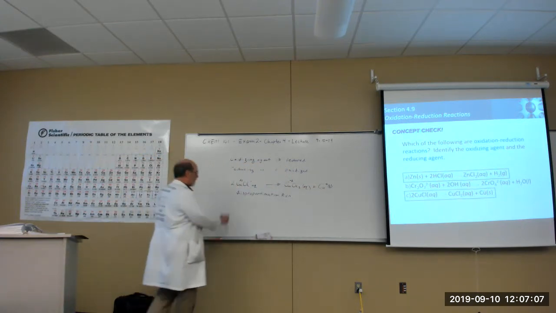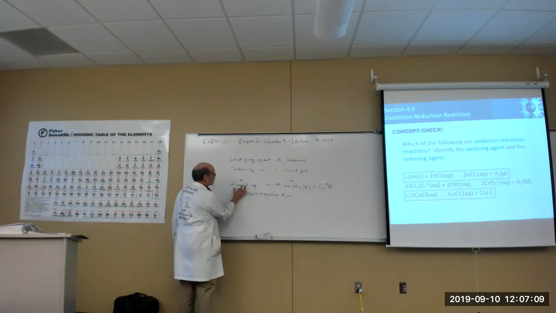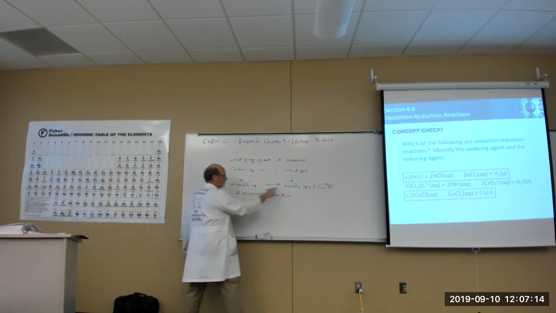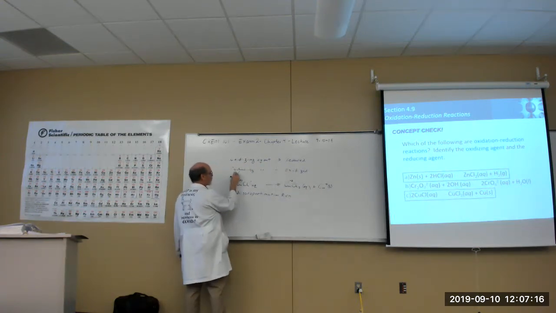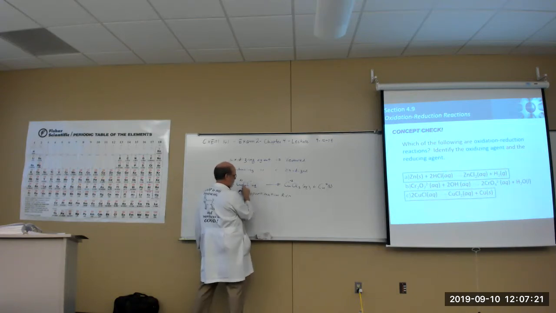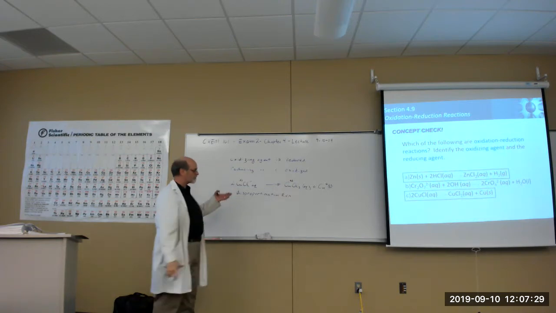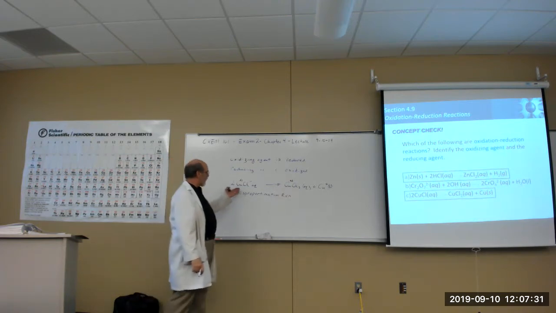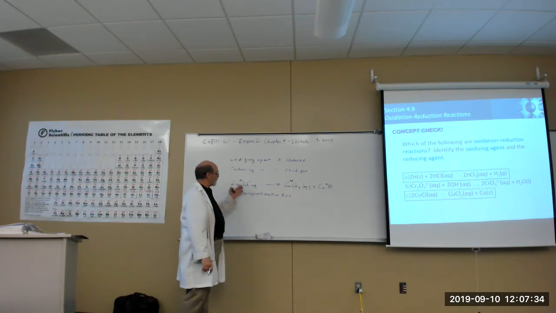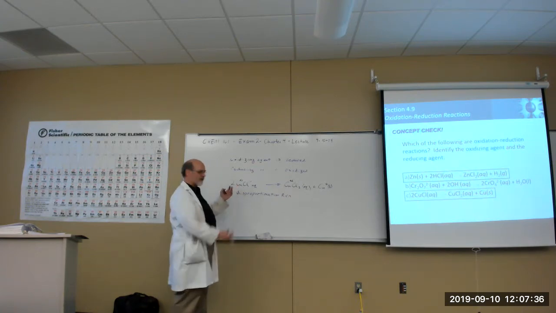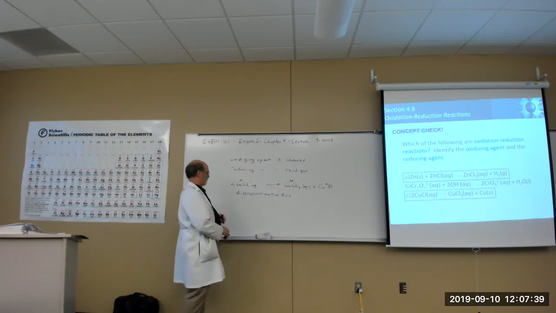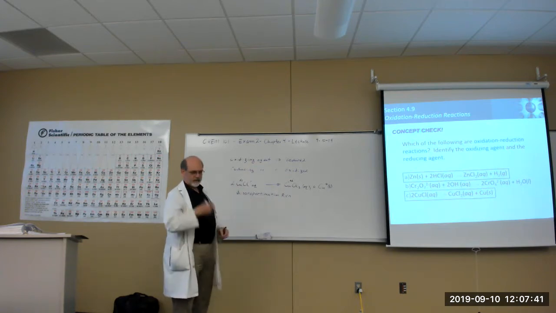So one of these is the oxidizing agent because it's reduced. It goes from here to here. The other one is the reducing agent because it goes from +1 to +2. Okay? So that compound is both the oxidizing agent and the reducing agent. It's just not at the same time. Right? You have one of them doing one thing, one of them doing the other.